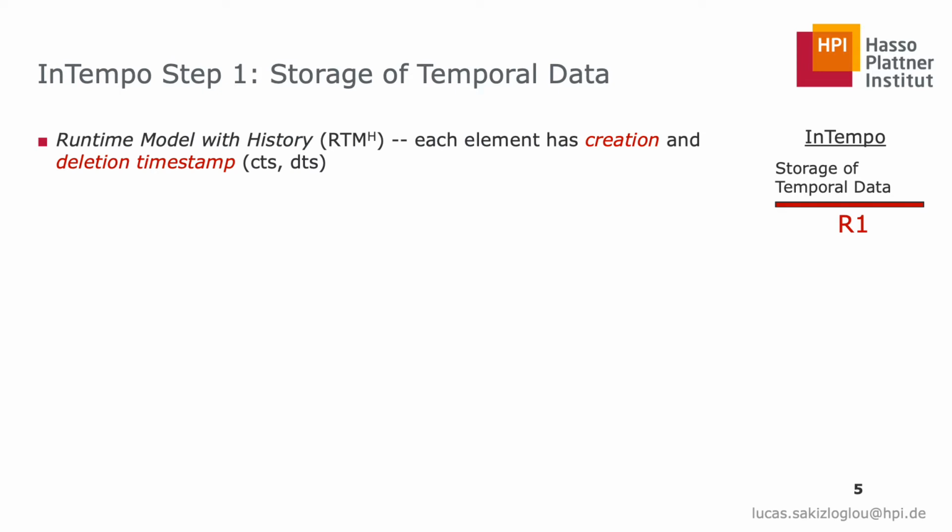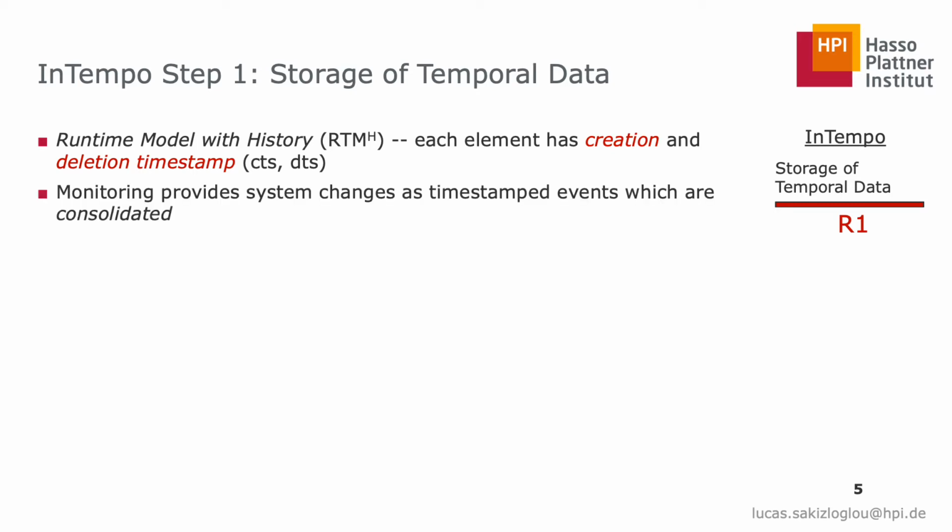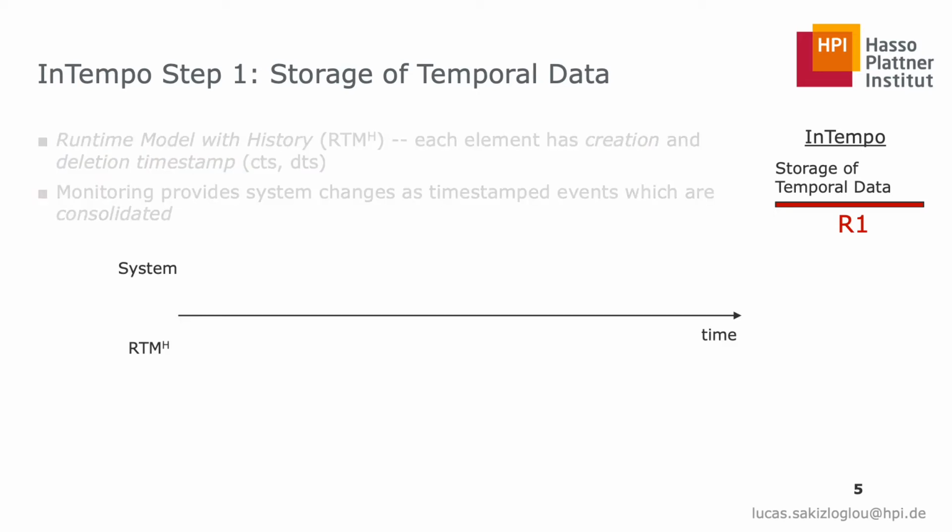We achieve the storage of temporal data via runtime models with history, where each runtime model element has a creation and deletion timestamp, symbolized by CTS and DTS respectively. We assume that monitoring provides system changes as time-stamped events, which are consolidated into a single runtime model with history. We briefly show how this works.